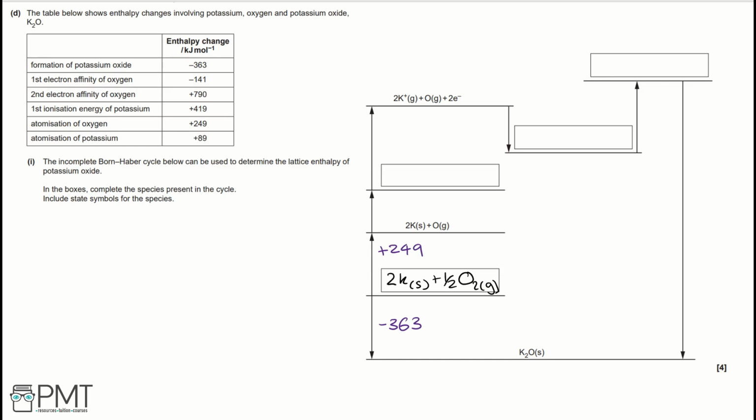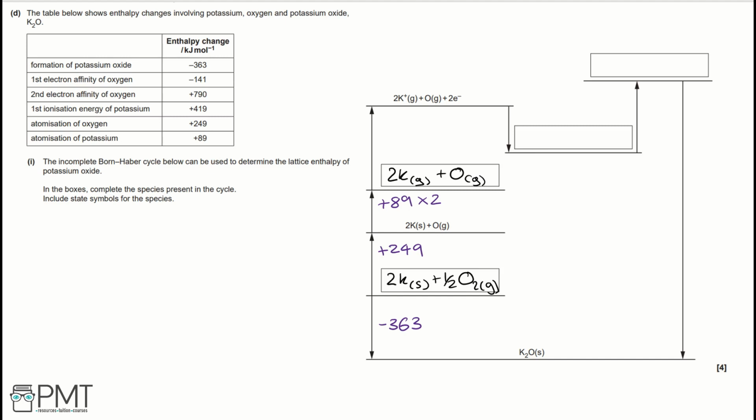Continuing with our next equation, we would have 2K as a gas plus O as a gas. Now labelling the arrow, or the equation, for the relative enthalpy change. What we're doing here is the enthalpy change of atomization of potassium. So labelling this arrow, that would be plus 89. And because there are 2 potassium atoms, we need to multiply this enthalpy change by 2.